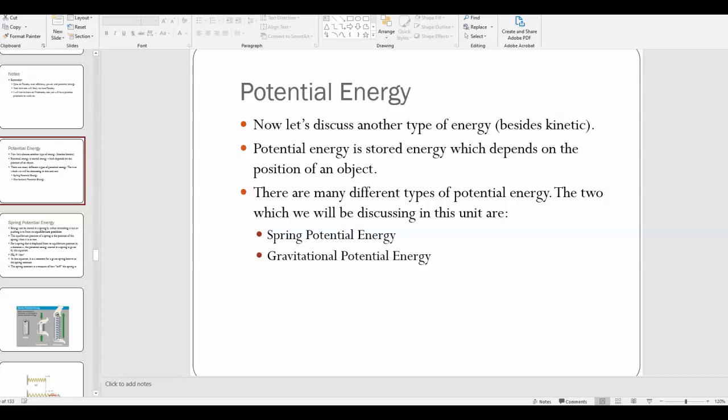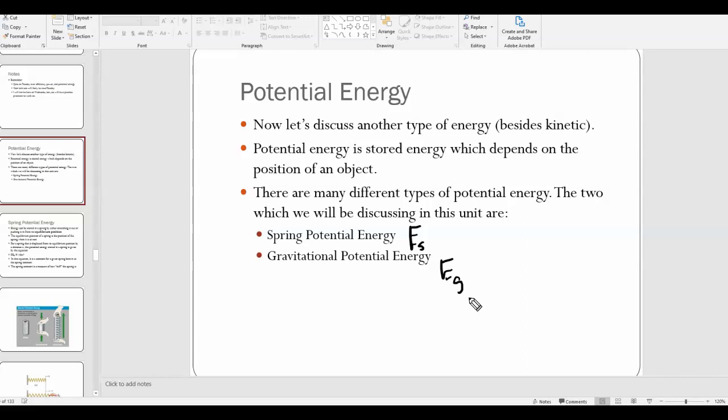Now, potential energy is energy that is stored in an object dependent on the position of that object. So when you think potential, it's like the potential for something to happen later on. And like I said, there are two main types of potential energy we're going to focus on. That's spring potential energy, which is also sometimes called elastic potential energy, and gravitational potential energy. I'm going to label spring potential energy as ES. Again, some problems might call that elastic potential energy. That's the same thing. And then gravitational potential energy is going to be EG.